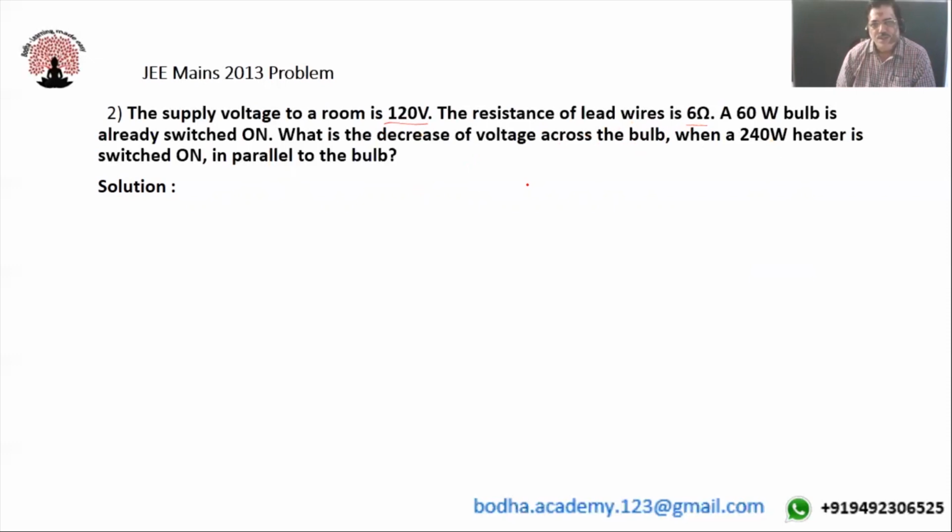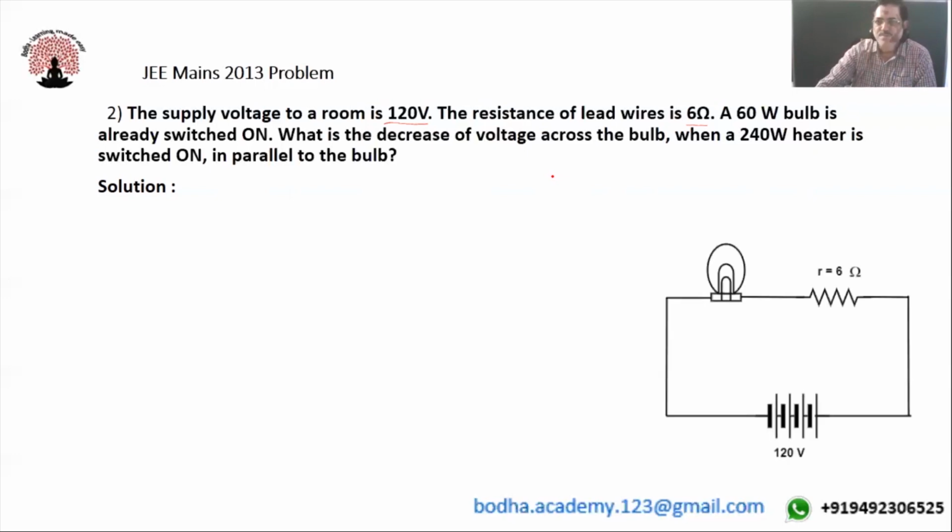Initially the bulb alone is present in the circuit. Then a 240 watt heater is connected parallel to the bulb. Then what is the decrease in voltage across the bulb that we are supposed to find out? Okay, so let us draw the circuit. First part.